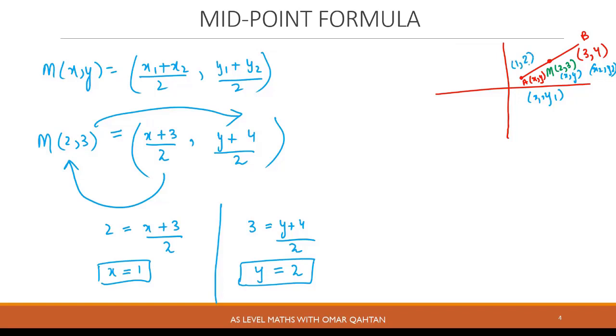Similarly, you can do this for B also if you want to find it. For example, in some questions, if they don't give you the coordinates for B and they give you the coordinates for A, then you can do the same method and you'll find your answer.